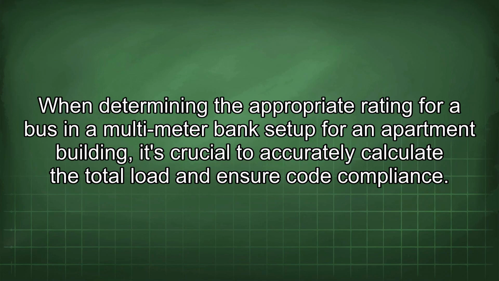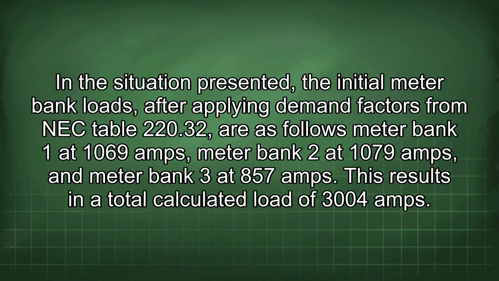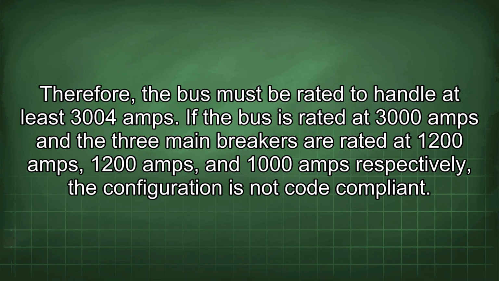When determining the appropriate rating for a bus in a multimeter bank setup for an apartment building, it's crucial to accurately calculate the total load and ensure code compliance. In the situation presented, the initial meter bank loads, after applying demand factors from NEC Table 220.32, are as follows: meter bank 1 at 1069 amps, meter bank 2 at 1079 amps, and meter bank 3 at 857 amps. This results in a total calculated load of 3004 amps. Therefore, the bus must be rated to handle at least 3004 amps.